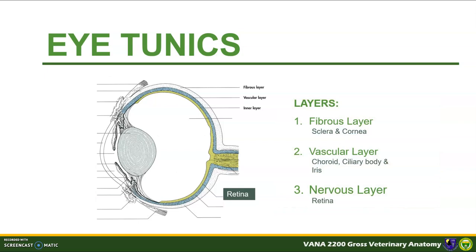The last innermost layer is the nervous tunic, which is composed of the retina. The retina is the inner coat of the eye that functions in image formation. It contains 3 layers of neurons, which we will discuss in the next slide.